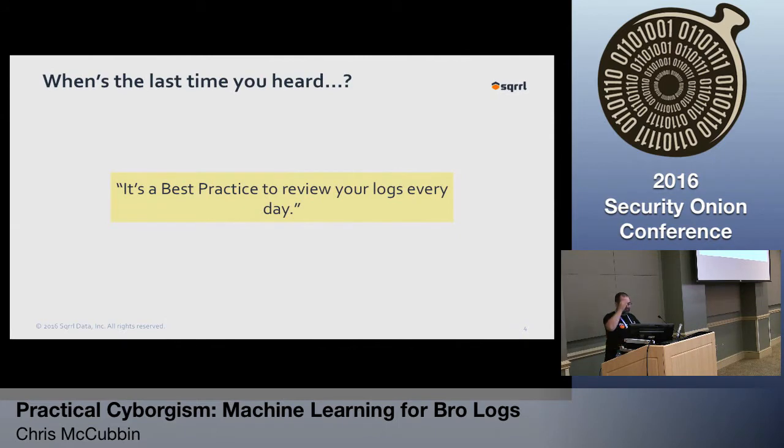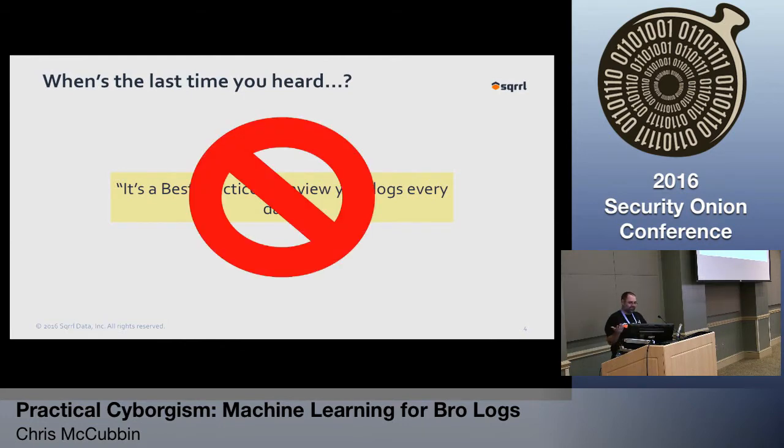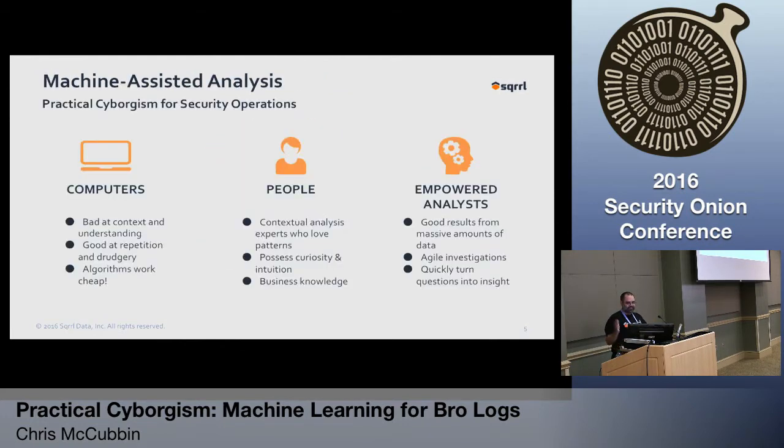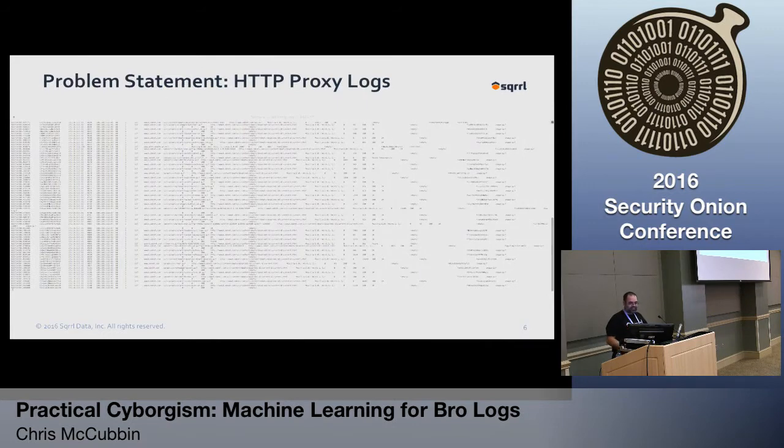This is sort of a Davis slide, but when have you heard that you should review your logs every day? Has anyone ever actually done that? You don't, because there are billions of logs. This is just one page of the logs that we took off our system, one page of thousands. I can't even read this up close. So how are we supposed to analyze these things? Obviously we're going to have to use machine techniques.